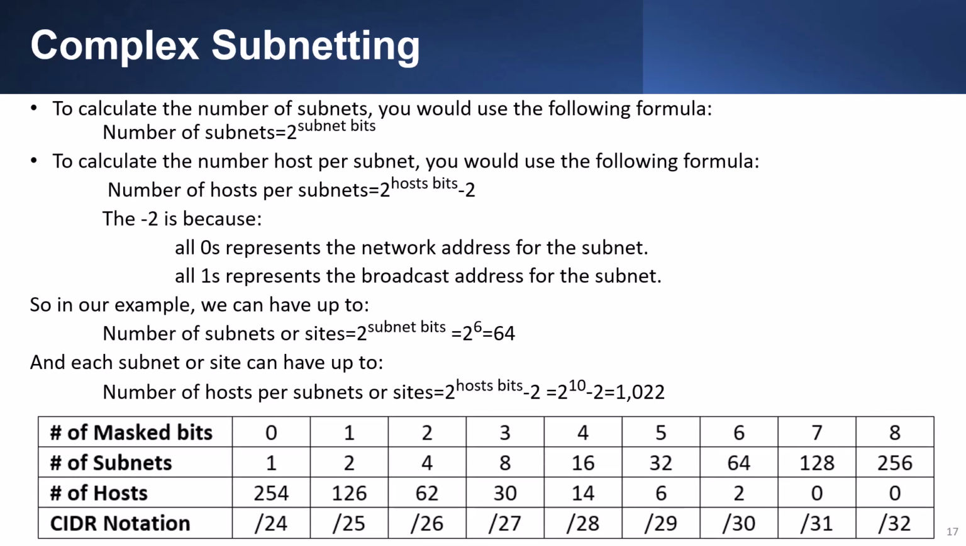To calculate the number of subnets, you'd use the following formula. Number of subnets equals 2 to the subnet bits power. To calculate the number of hosts per subnet, we'd use the following formula. Number of hosts per subnet equals 2 to the host bits minus 2. The minus 2 is because all zeros represent the network address for the subnet, and all ones represent the broadcast address for the subnet. So in our example, the number of subnets or sites is equal to 2 to the subnet bits, which is 2 to the 6th power, which is equal to 64. And each subnet or site can have up to 2 to the host bits power minus 2 hosts, which is 2 to the 10th power minus 2, which is equal to 1022.